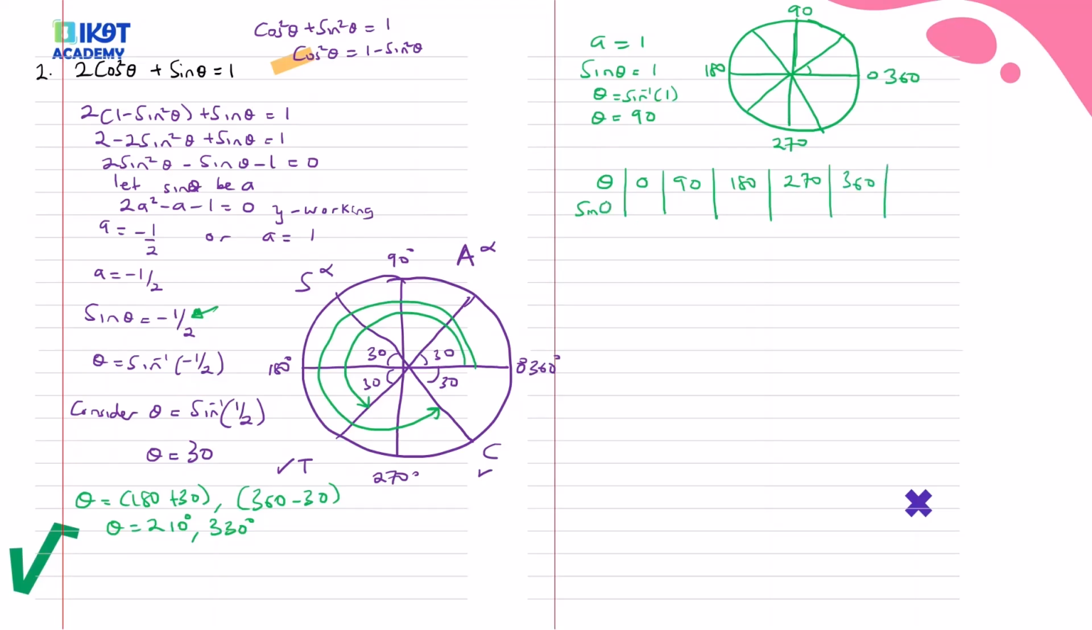Now this is sine theta. Go into the calculator and ask what is the sine of 0. Sine of 0 is 0. What is the sine of 90? Sine of 90 is 1. What is the sine of 180? The sine of 180 is 0. What is the sine of 270? Sine of 270 is negative 1. Then what is the sine of 360? Sine of 360 is 0.